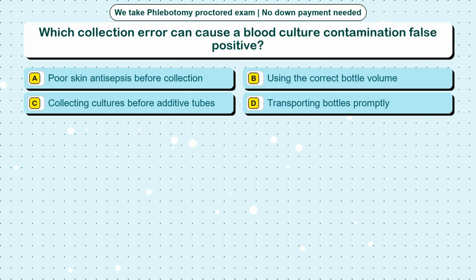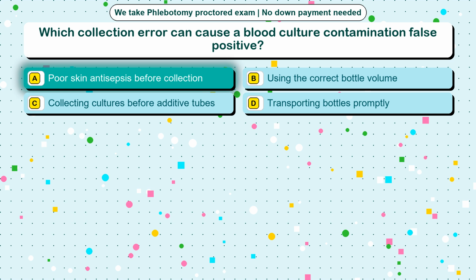Question 2. Which collection error can cause a blood culture contamination false positive? Option A. Poor skin antisepsis before collection. Option B. Using the correct bottle volume. Option C. Collecting cultures before additive tubes. Option D. Transporting bottles promptly.